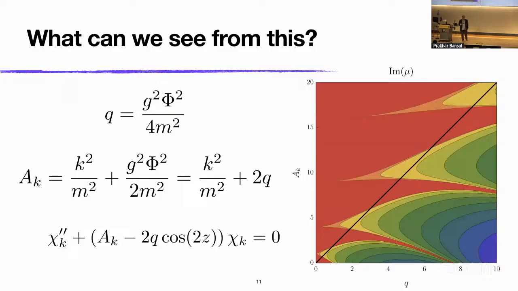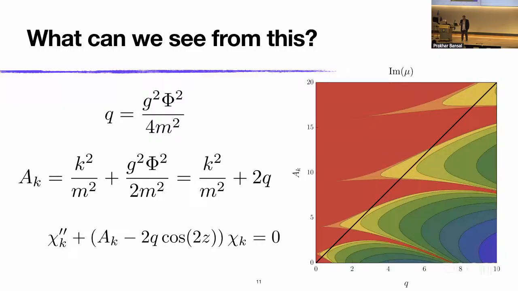A now slightly more obscure coordinate transformation can allow me to rewrite one of these constants as something that I'm going to call Q, which is basically proportional to the size of the oscillation of phi and the size of the coupling. And another parameter, A of k, which contains the wave number, and also there's a Q in it. And I end up with this equation on the bottom.